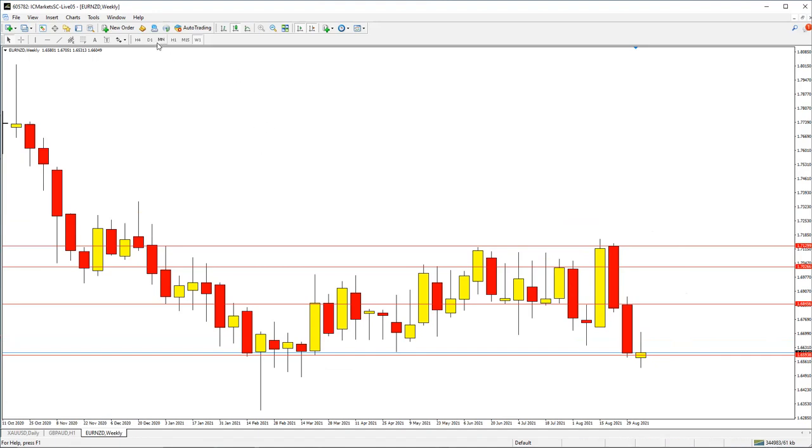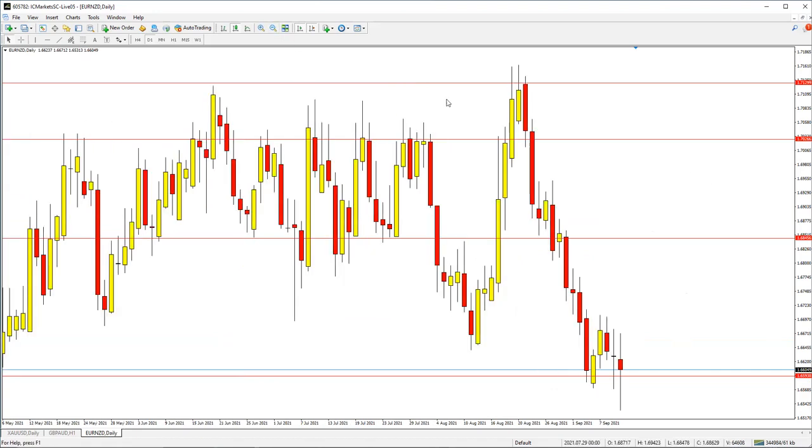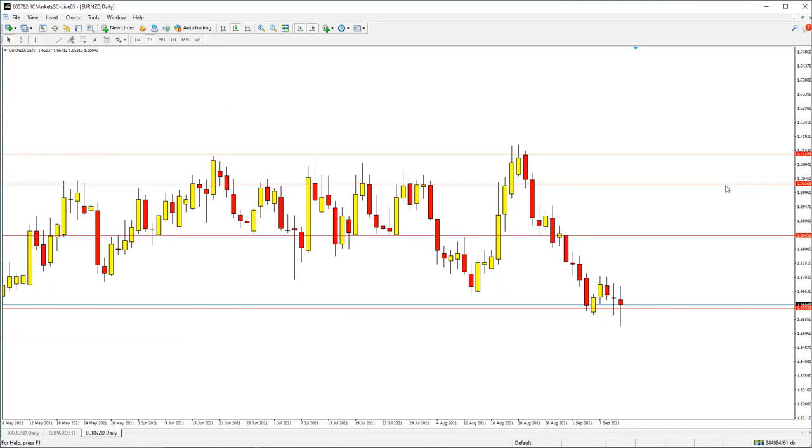Just mark your levels and your zones correctly, and then let it play out. Let it play out. Because why? I can give you a lot of scenarios, but once the market opens, you still have to think twice about whether you want to buy or sell. But the most important part is that at least you have your homework done. You already marked your levels. You already have your bias.